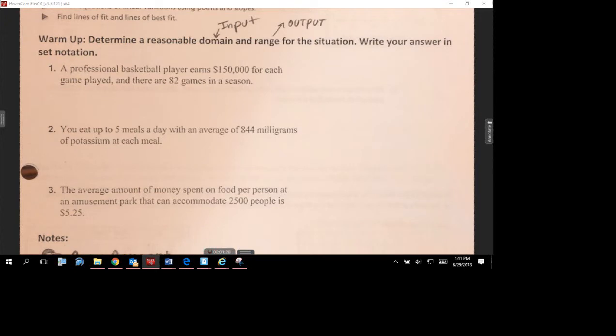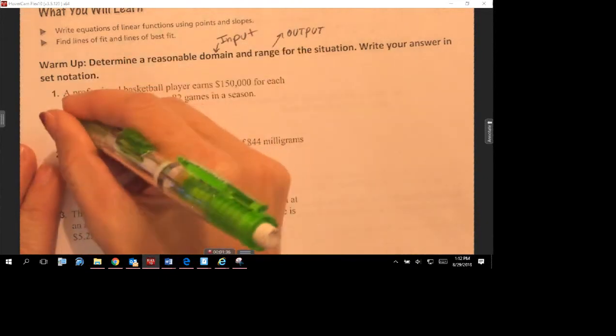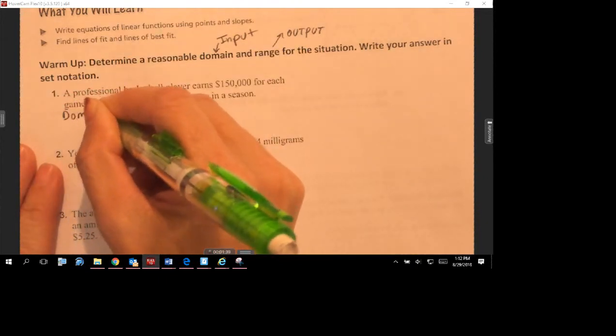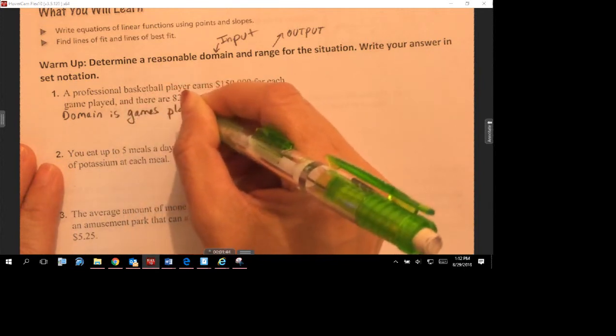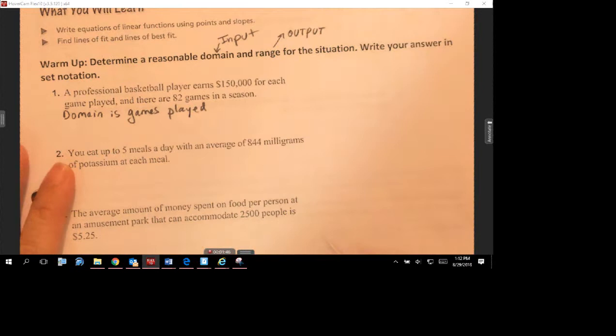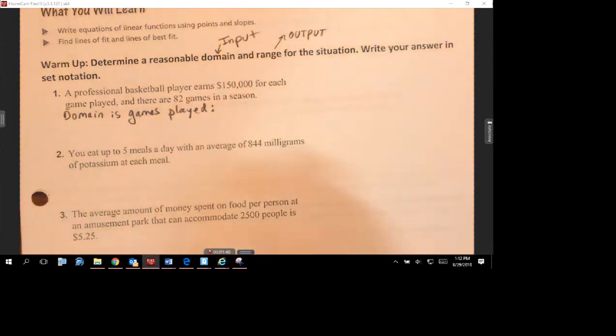Yeah? So, is this professional basketball player for sure playing every single game? So there's a range of games that this basketball player could play. So we know the domain is going to be games played. What is the lowest amount of games that the basketball player could play?